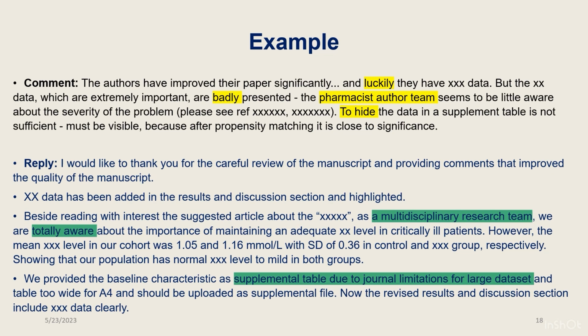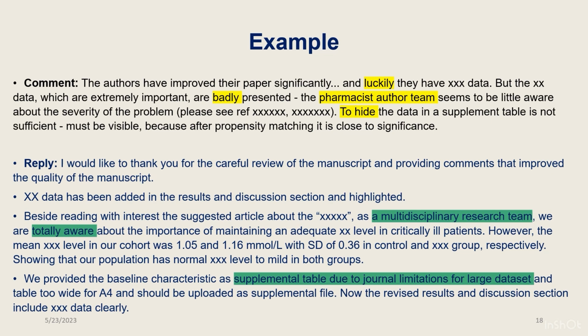And luckily, this is maybe not aggressive, but it provides a lot of sarcasm to the review. It says luckily they have the data that they asked for, the X data, which are extremely important, even though the author has included it now, it's badly presented. So it uses the phrase badly presented.